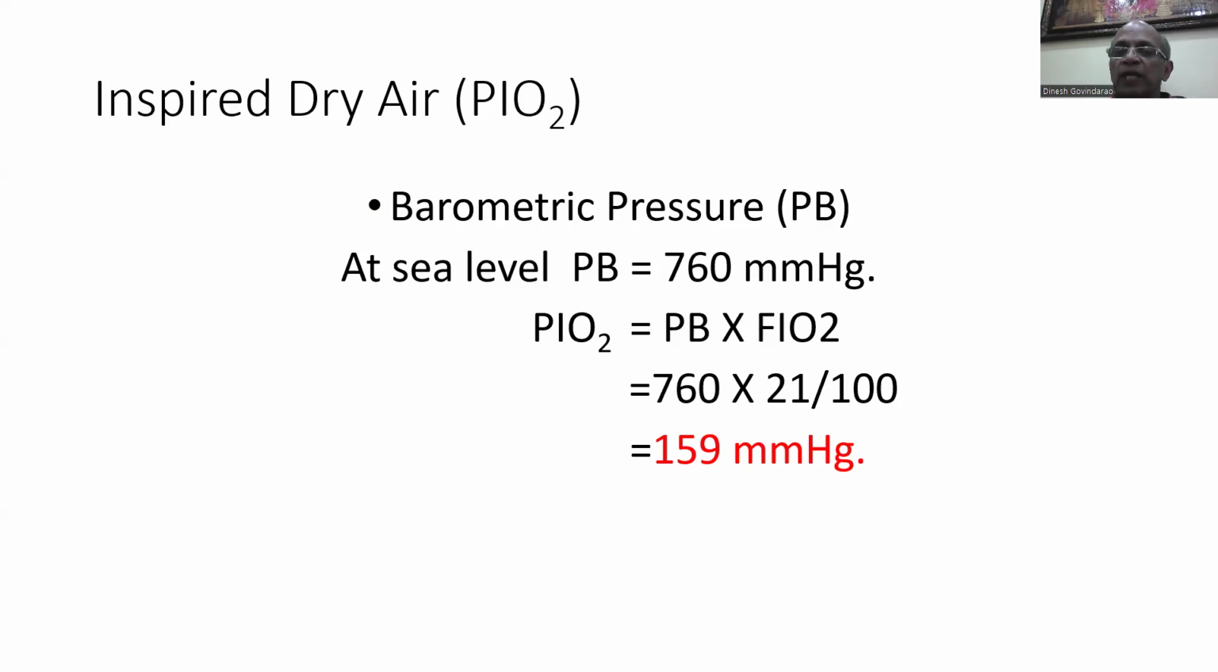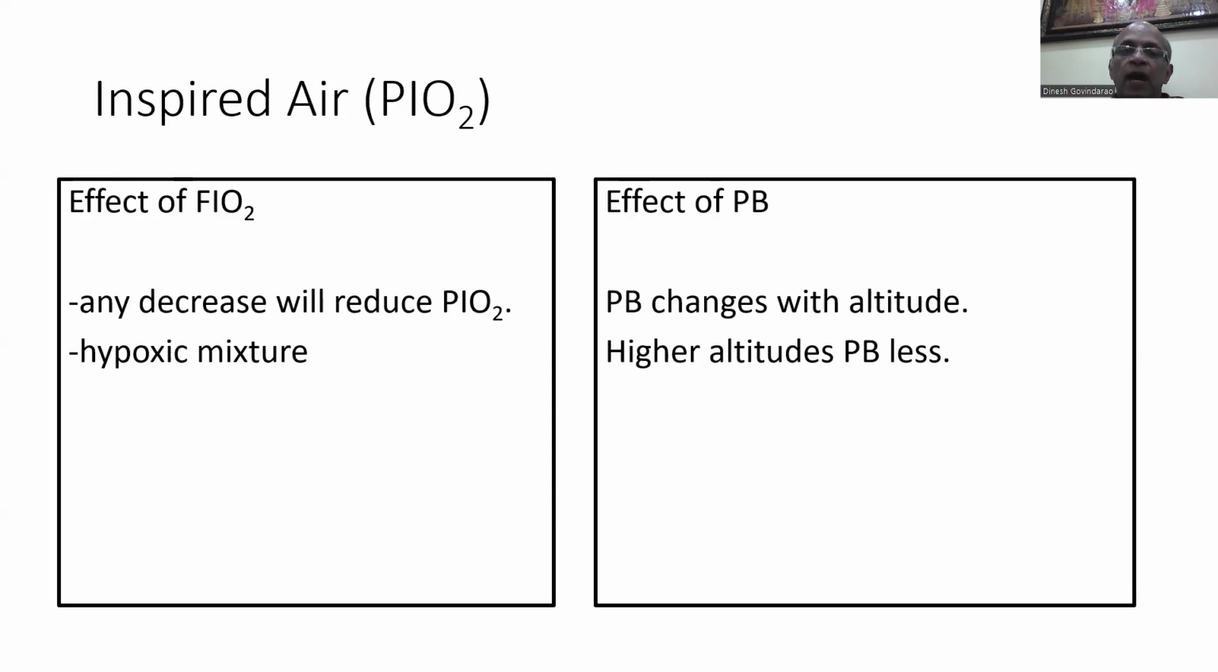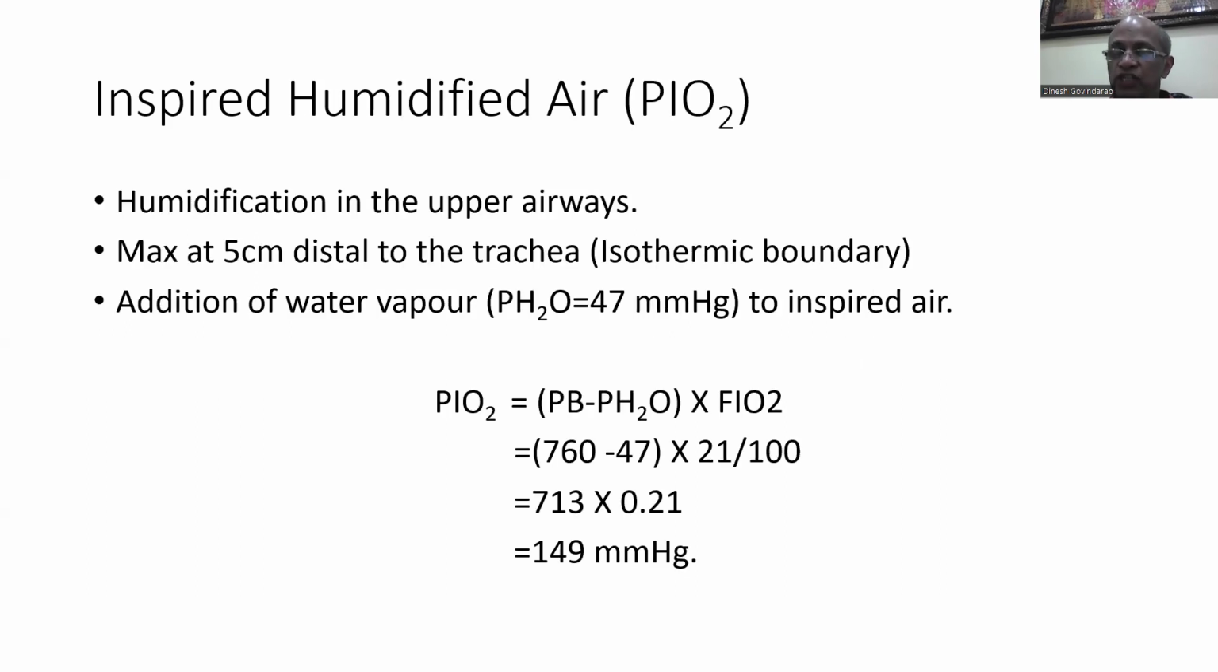So the barometric pressure at sea level is 760 millimeters of mercury, and hence the PiO2 becomes the barometric pressure multiplied by the fractional oxygen inspired concentration. So it becomes 159 millimeters of mercury. From this first step, it is affected by any decrease in the fractional inspired oxygen concentration and may deliver a hypoxic mixture. If the barometric pressure changes, as in high altitudes, correspondingly the PiO2 will also change.